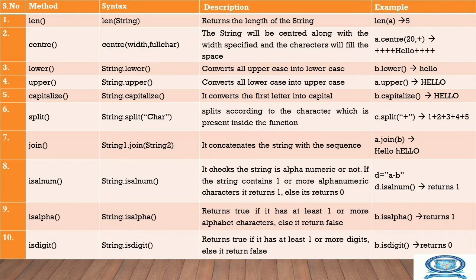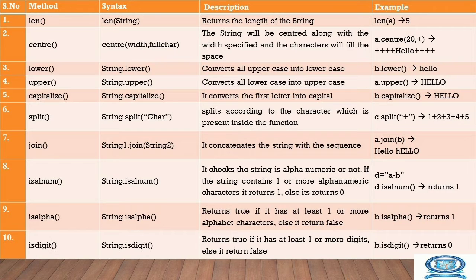Next method is center. The syntax is center(width, fillchar). Here width is the number of spaces the string is going to span. The string will be centered within the width specified and the characters will fill the remaining space. The fillchar is the character specified with which the space is filled. See the example A.center(20, '+'). This plus is the fill character, so with this plus we are filling the spaces that are left.